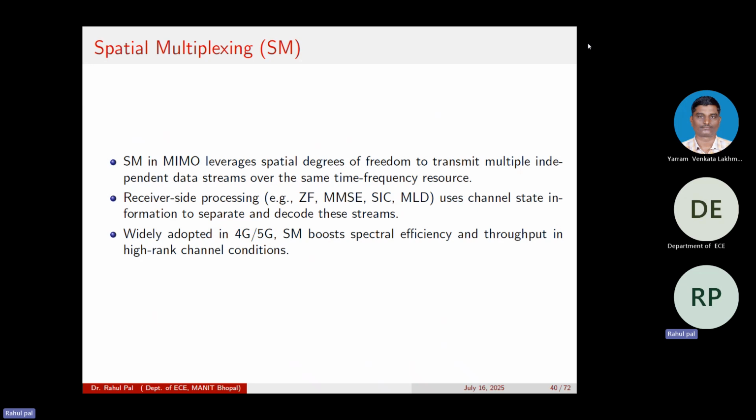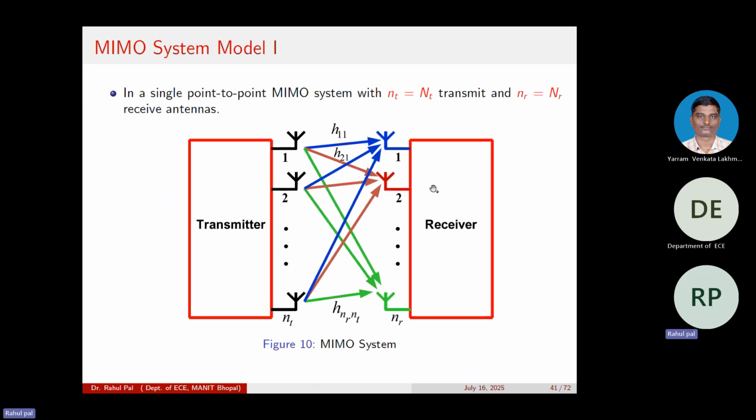Now we are sending 10 bits at the same time, and it takes 1 second. So it increases by 10 times, and it becomes 10 bits per second. So this is the concept of spatial multiplexing. Now you can see in the figure, the transmitter has NT transmit antennas and the receiver has NR receive antennas.